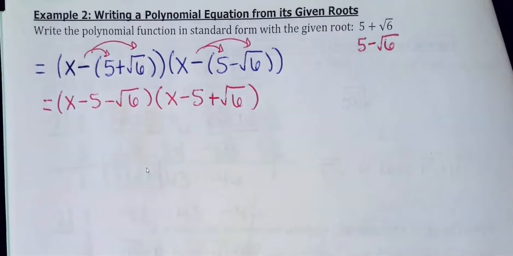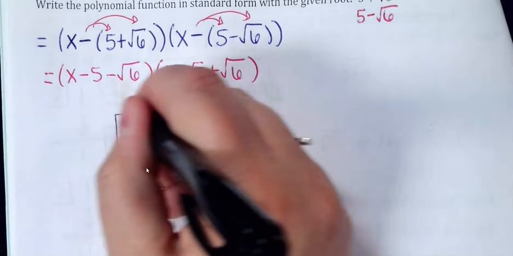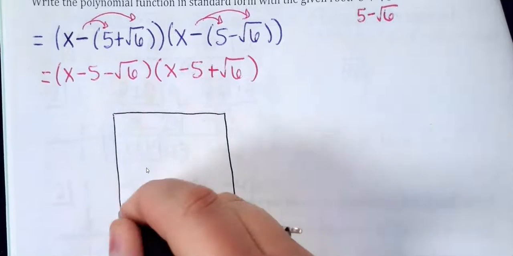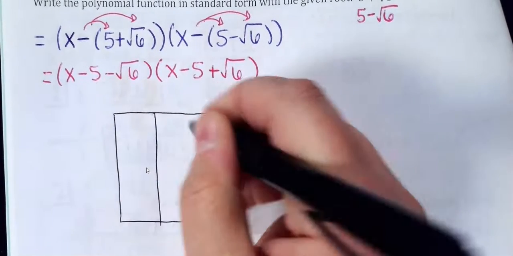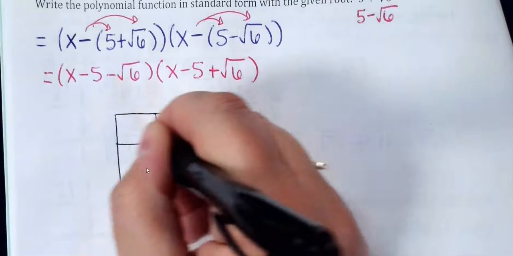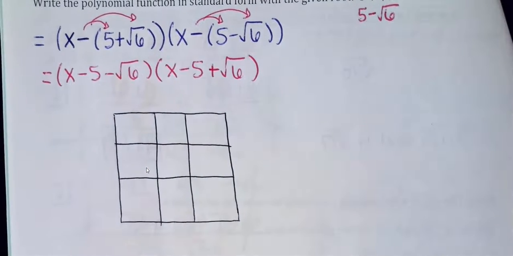Okay, now this is completely up to you. This is my damage, but I always do a box for these, and I will show you why in a second. So I'm just going to draw myself a little 3x3 box. It just helps me organize the information a little bit better, and it also helps me cheat a little bit, and I will explain that to you in a second.